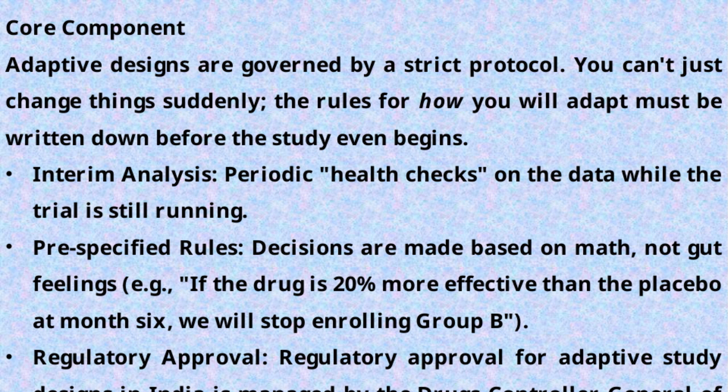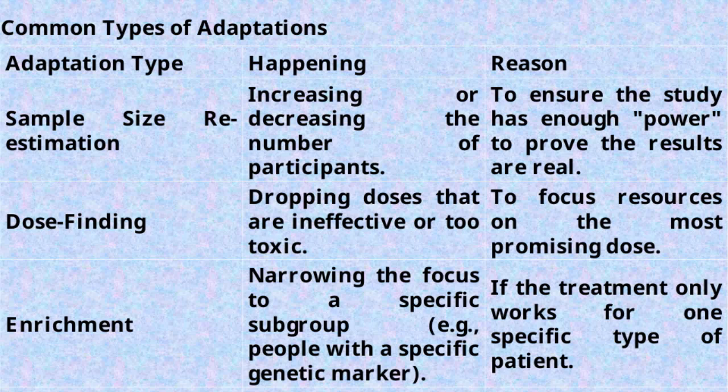Finally, I want to highlight the regulatory aspect, especially in India. Approval for these types of studies is managed by the Drugs Controller General of India under the CDSCO, using Form CT04. Because adaptive designs involve making changes during the trial, regulators require strict pre-specification of all adaptation rules. This is to prevent errors like false positives or type I errors. It's also a good idea to consult with regulators early in the process, given the high level of scrutiny these designs attract. Let's take a closer look at some common types of adaptations in clinical trials.